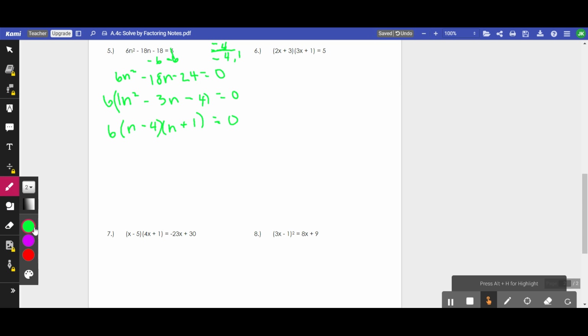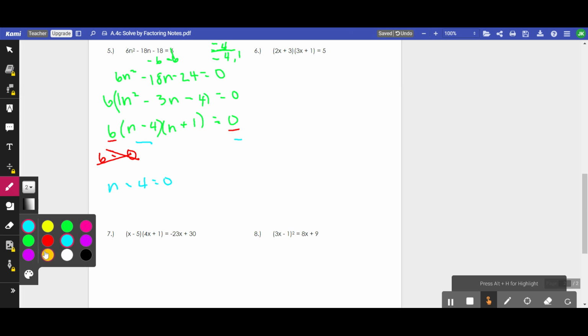And then you're just going to set each of your factors equal to 0. So you're going to have this one first. So this is 6 equals 0, but really that can't happen at all. So pretty much you can ignore that. It's not going to help you get a solution at all. You'll just have the other two, so two solutions there. So you can set your first factor equal to 0: n minus 4 equals 0, and then solve.